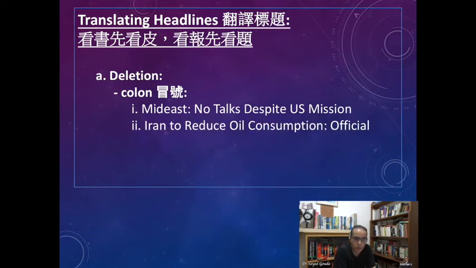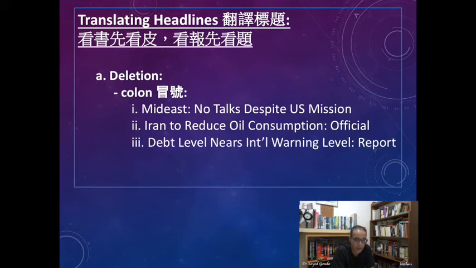"Iran to reduce oil consumption: official." That means this is what an Iranian official said. This is a quote, but you put your source at the end in the headline. Or you can say "Death level nears international warning level: report," meaning this is what a report says, this is what's mentioned in a report.